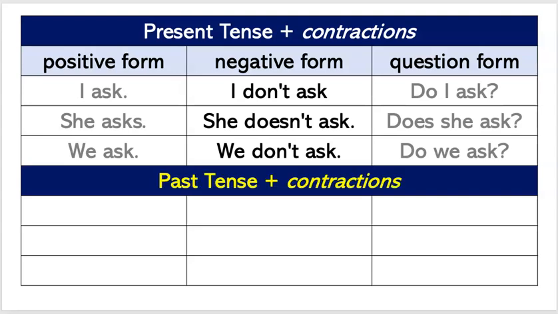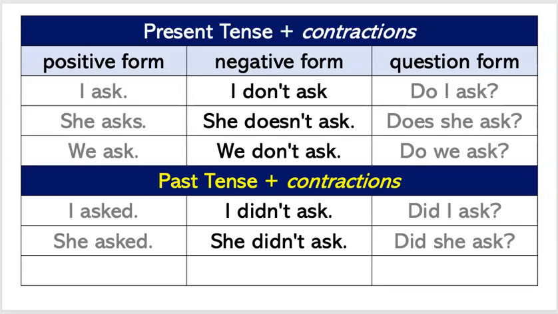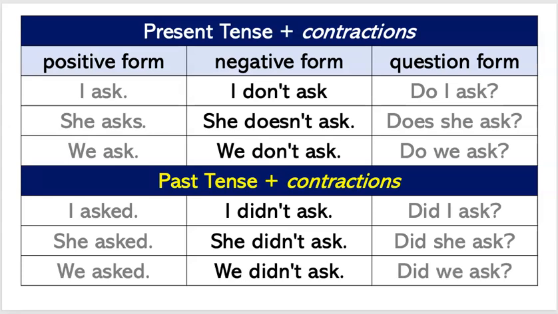You're going to find the same thing with the past tense contractions. I didn't ask is the only change. She didn't ask. We didn't ask.